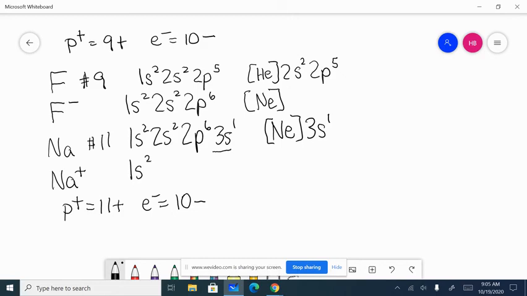This time, his electron configuration loses electrons like this. Everybody in his family will do the same thing. So all of the halogens are going to do exactly what fluorine does. All of the alkali metals are going to do exactly what sodium does.